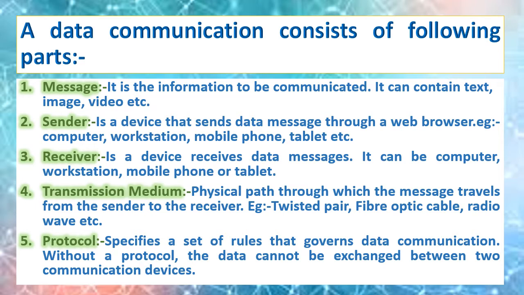Same as that, the receiver is also a device which receives your information. It can be a computer, workstation, mobile phone or tablet. Then, if you want to have such a communication, definitely there must be a transmission medium. It is considered as a physical path through which the message travels from the sender to the receiver. It can be in 2 ways, wired or wireless. Examples for the wired transmission medium are twisted pair cable, fiber optic cable, etc. For the wireless one, we have radio waves, microwaves, satellite waves, etc.